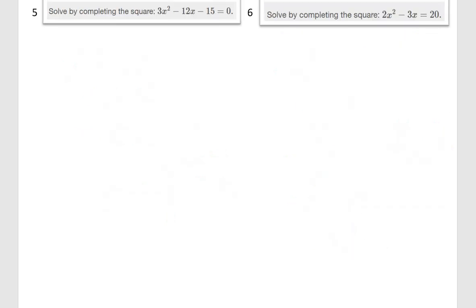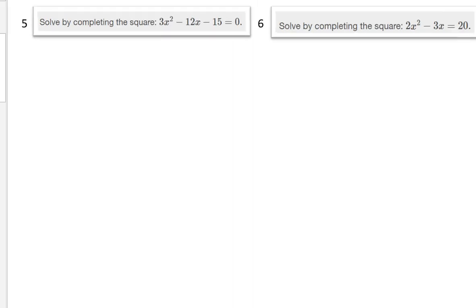Okay, now let us have another one, that is number 5. So this is 3x squared minus 12x minus 15 equal to 0. As in the previous case, let us write this as 3x square minus 12x. We want to shift this negative 15 to the other side, so we can add 15 on both sides. So that will eliminate this 15 and that 15 goes to the other side. Okay, so it is 0 plus 15 is equal to 15.